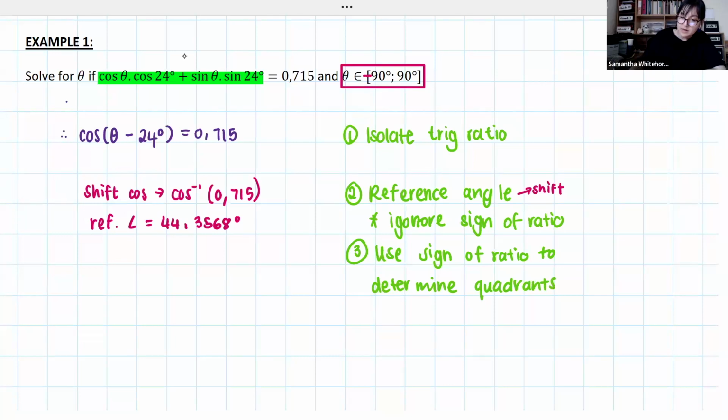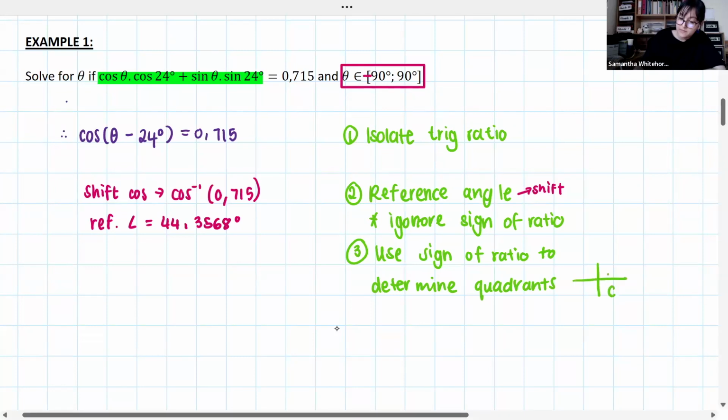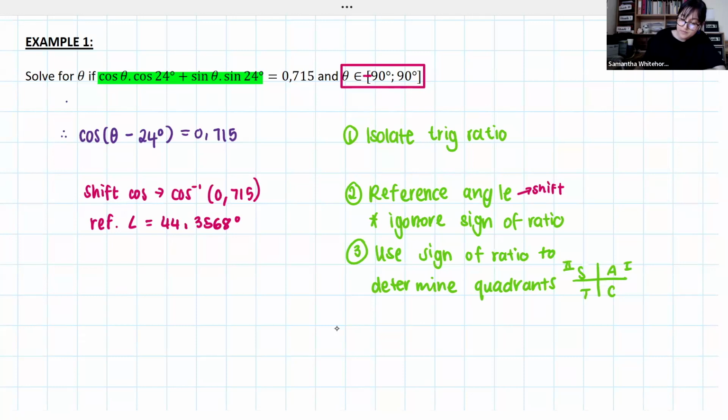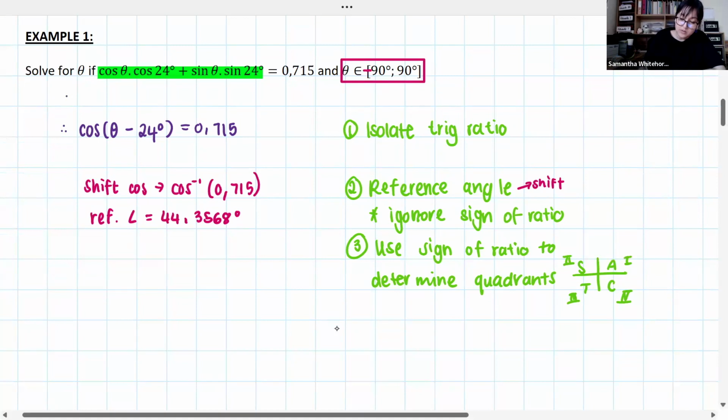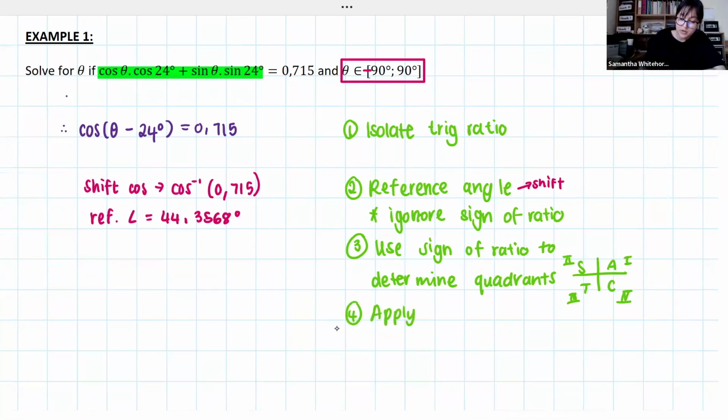Right, and this is now where our CAST diagram is really important to us. So we've got 4 quadrants. The CAST diagram tells us where things are positive or negative. Once we've done that, we will apply our reduction formula according to the quadrant where appropriate.